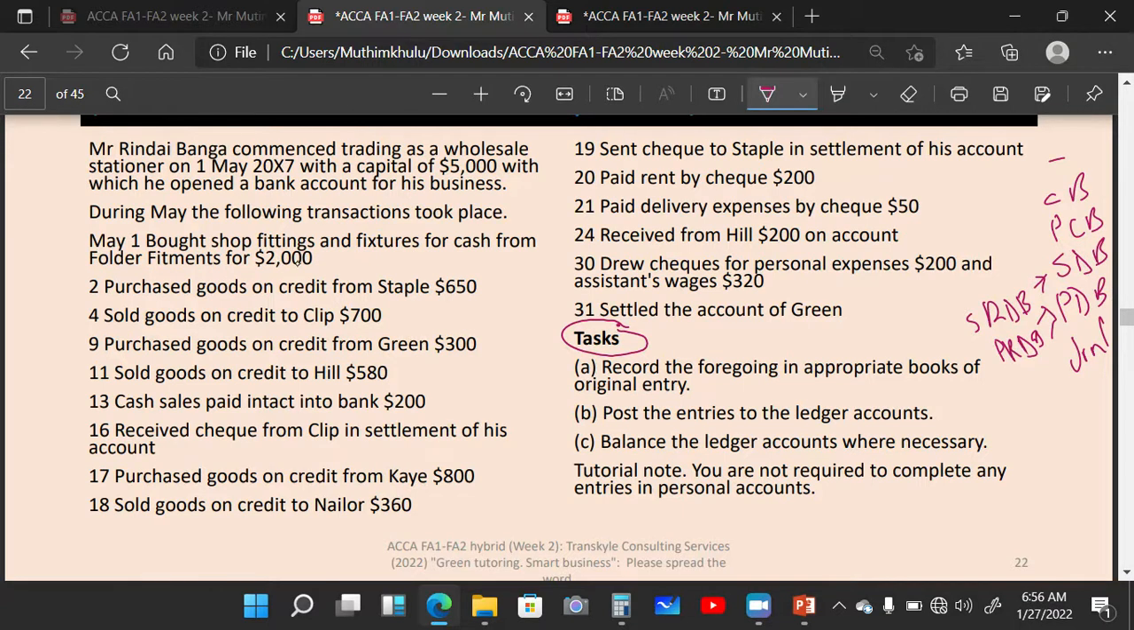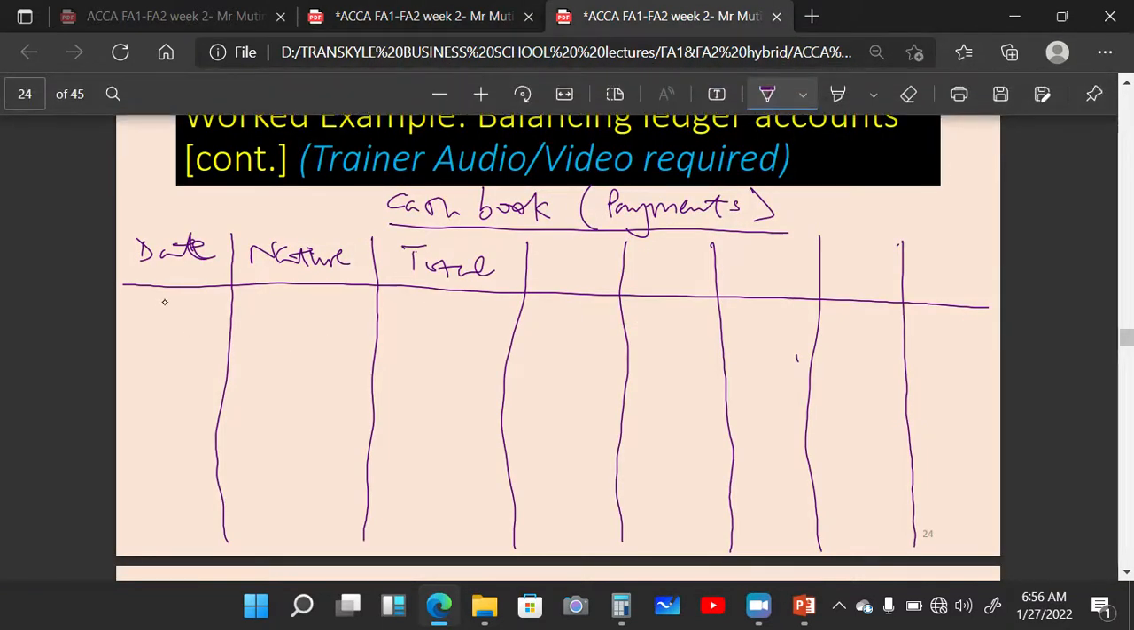for $2,000. So if we bought, did we receive or did we give out cash? Obviously we gave out cash. So we have to enter it in the payment side. On the 1st of May, that's May 1. Where did we buy these things from? We bought them from Folder Fitments. That is 2,000 bucks.